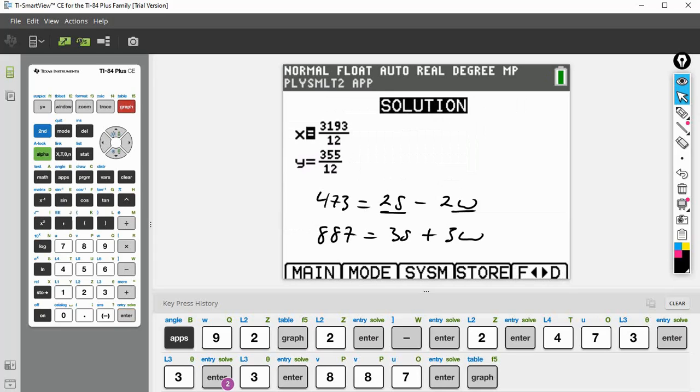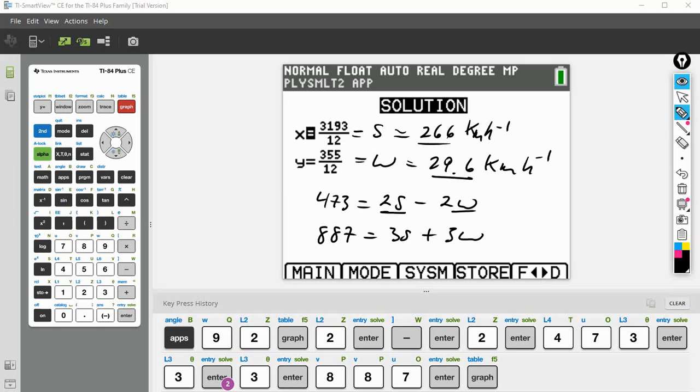We get the two solutions. So notice that this is actually the solution. This is not for x because we're talking about s. So this is the speed of the airplane. And then this is going to be w. Now, this is approximately, more or less, 266 kilometers per hour. And the speed of the wind would be approximately 29.6 kilometers per hour. Now notice that this notation, or this answer, is in 3 significant figures.